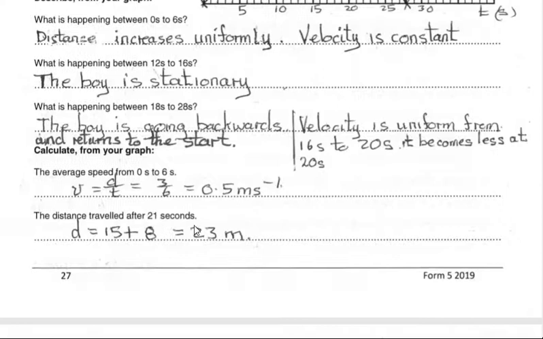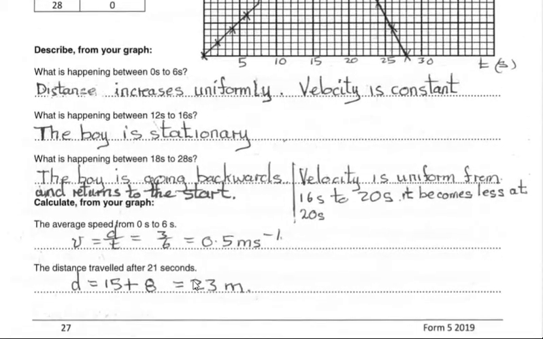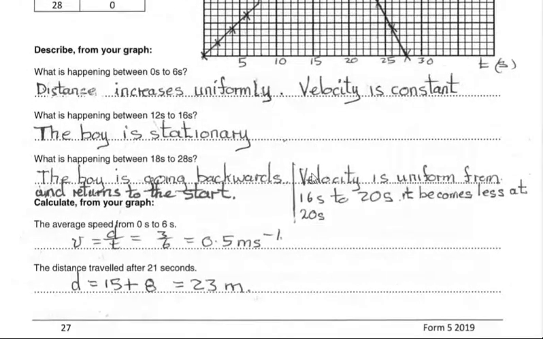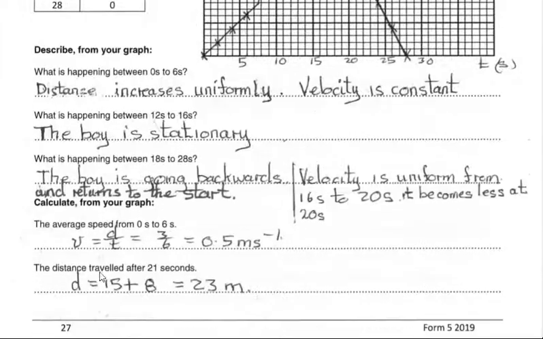What is the distance travelled after 21 seconds? So the distance travelled from a speed-time graph is found by the area under the curve. So after 21 seconds, that's here, that's 21 seconds down to here, we need to know the area under this line, right? And that area is the area of a triangle. So it's a half base times the height. Or you can just write 15 plus 8. Why has the student done that?